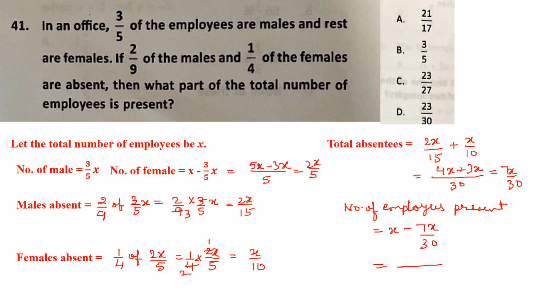Let's take the LCM, which will be 30. So 30X minus 7X, which will give me 23 by 30 X. So 23 by 30 of the employees will be present. So the option is D.